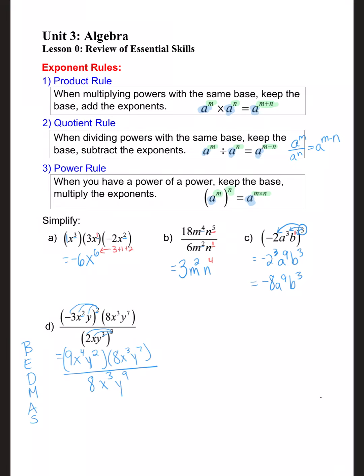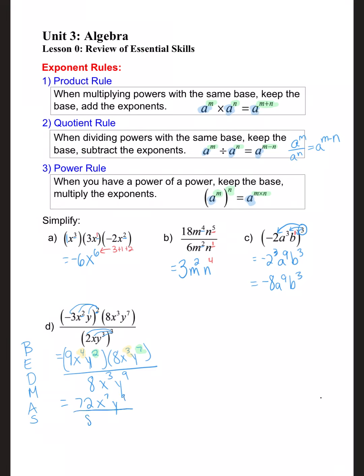Okay, from there I'm going to deal with the multiplication on top. So we're going to multiply our numbers together, so 9 times 8 is 72. Okay, and then in terms of our powers, if we're multiplying, remember we're going to add those exponents. So on my x's, I have 4 plus 3. So that's going to add to 7. On my y's, I have 2 and I have 7. So I'm going to have to add those together. So 2 plus 7 is 9.